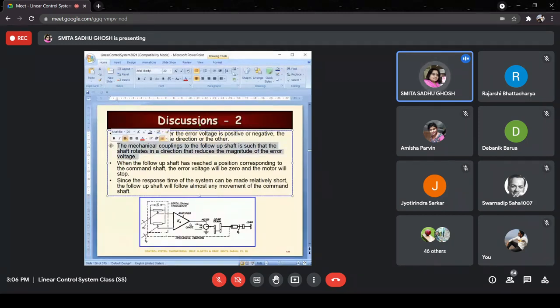The mechanical coupling to the follow-up shaft is such that the shaft rotates in a direction which reduces the magnitude of the error voltage, which implies a negative feedback, as I told you. So basically, if there is a mismatch between these two, the difference between these angular displacements is going to be the driving factor. The mechanical coupling should be such that it reduces the magnitude of the error voltage.